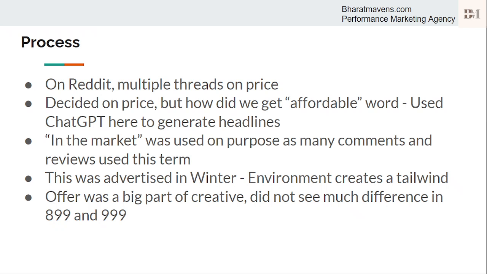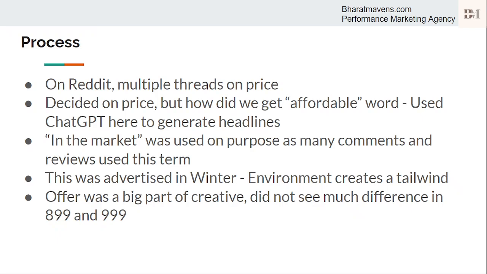How did we get to affordable? We asked ChatGPT that we want to use the affordability messaging, so give us a few headlines where we explained about the product also, and it gave us a good headline. Now, where did the phrase "in the market" come from? This was used on purpose because we saw it in the Amazon reviews, website reviews, that people used to talk a lot about this: "this is quite good from everything I bought in the market." That phrase was being used often. Hence, we decided to go ahead with this phrase.